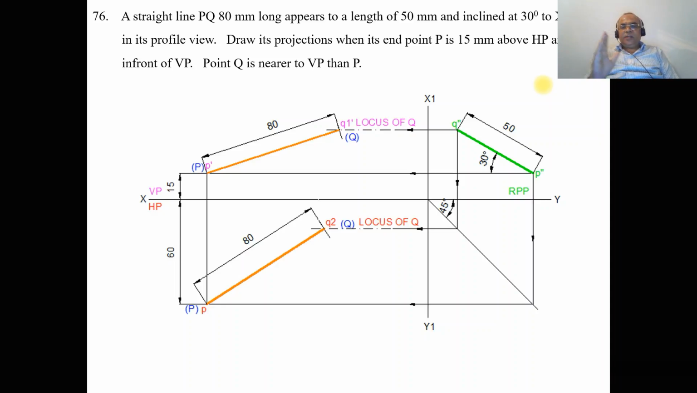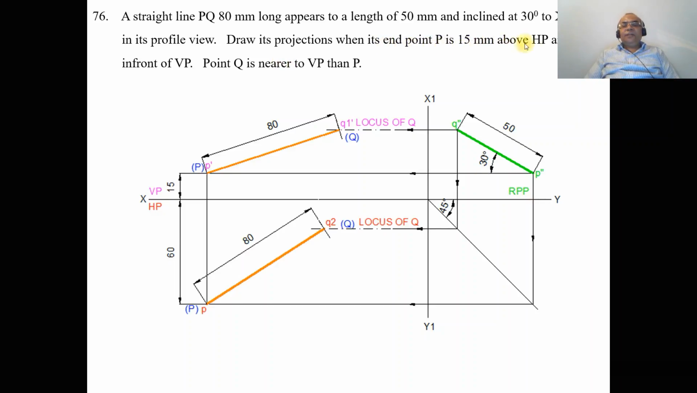So we have taken the right profile plane. First we are going to draw the XY line and the X1Y1 line. Then mark the planes. So here you mark this as VP and this as HP, and on the X1Y1 line the profile plane will always be adjacent to the vertical plane. So you mark this as RPP.